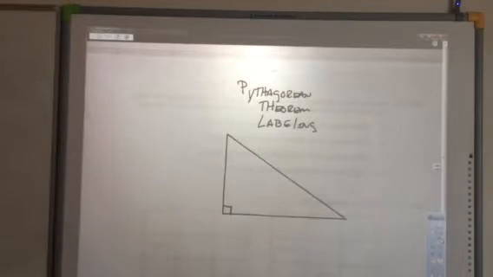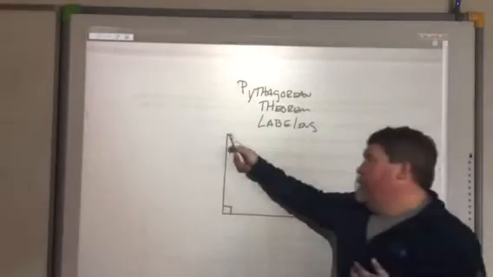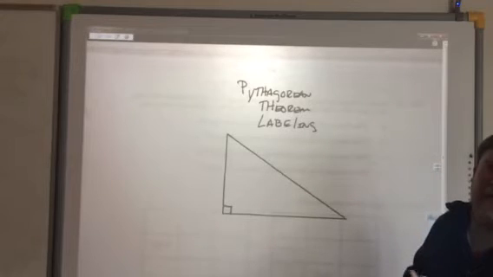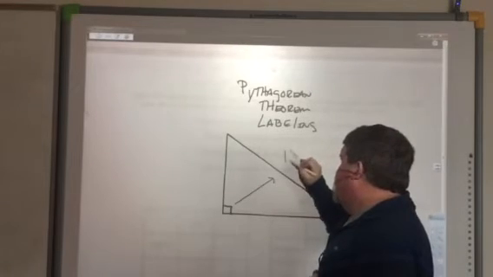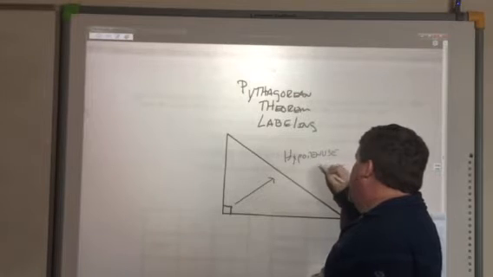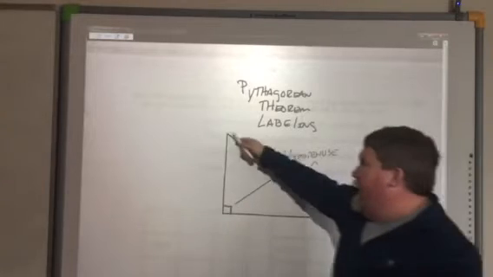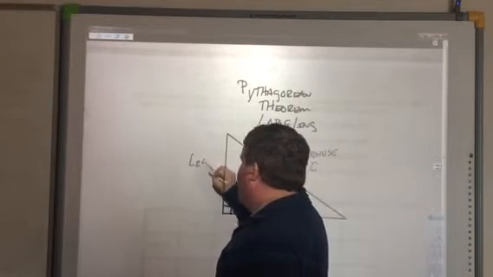Okay, so just an intro to the Pythagorean theorem. The Pythagorean theorem works for 90-degree triangles. And for one thing, we need to learn how to label them before we can use it. So the longest side of a right triangle, or across from the 90-degree, is called the hypotenuse, which we're going to label letter C.